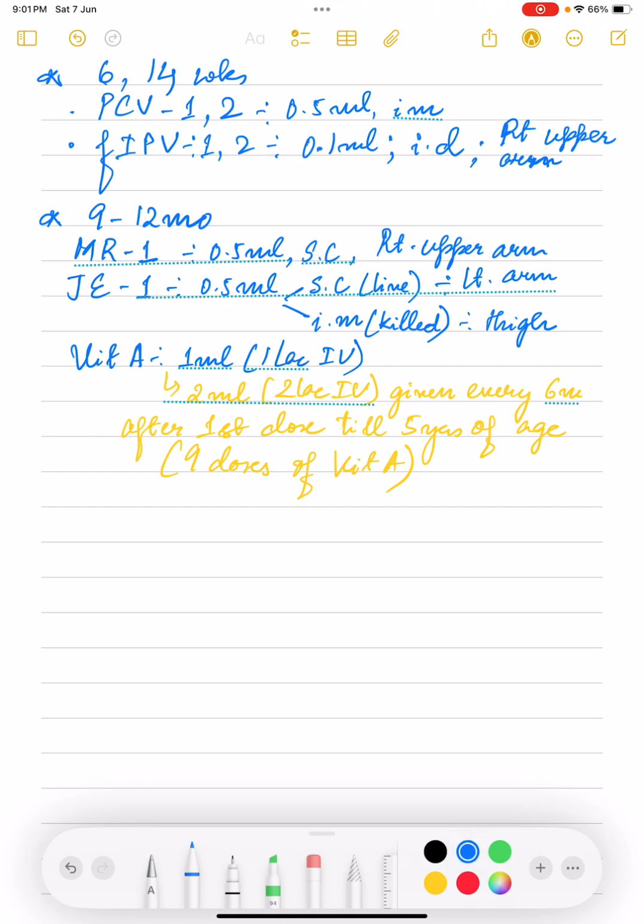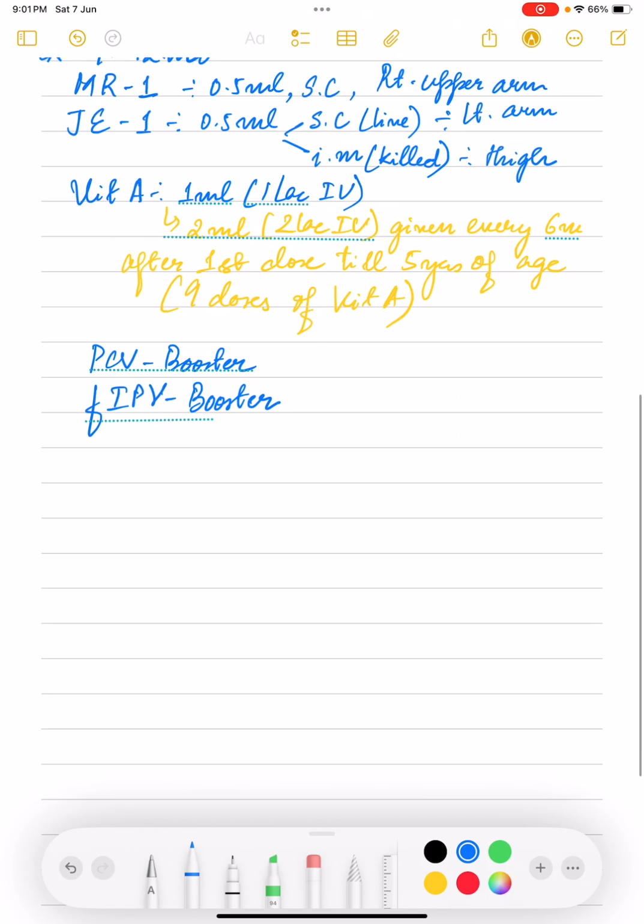Now in 9 to 12 months we have two important boosters here. First is PCV booster, again 0.5 ml IM, and second is fractionated IPV booster, 0.1 ml ID.